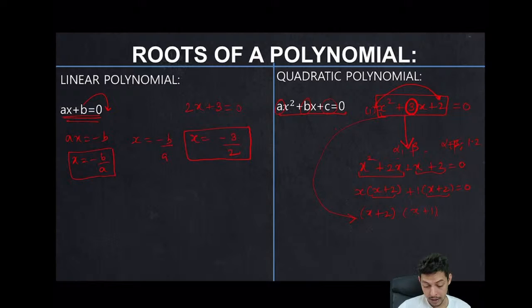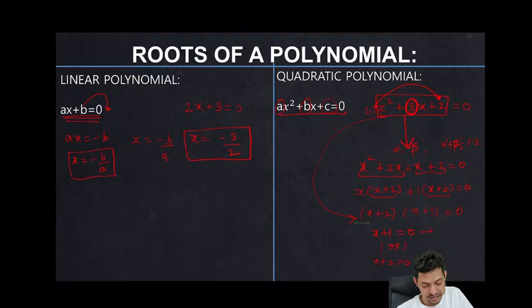We have expressed our given quadratic polynomial as a product of two linear factors, which in this case is x plus 2 into x plus 1, equal to 0. Now the process is quite simple. We will say that the product of two terms is equal to 0, so at least one of them has to be 0. So either x plus 1 is equal to 0, or x plus 2 is equal to 0.